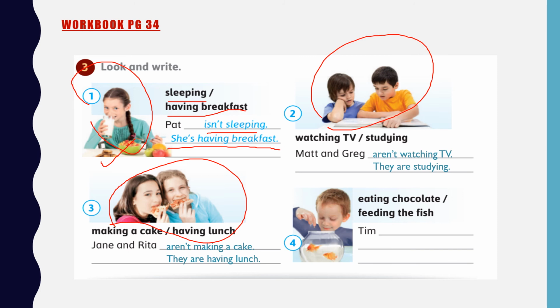And finally, number 4, we have this boy here, and we have eating chocolate and feeding the fish. What we have to write here? Tim isn't eating chocolate, he is feeding the fish. Tim isn't eating chocolate, he is feeding the fish.